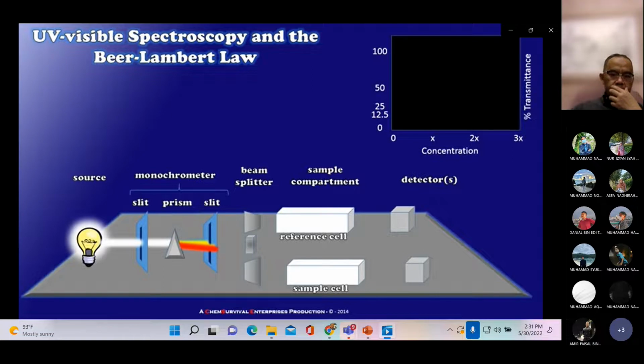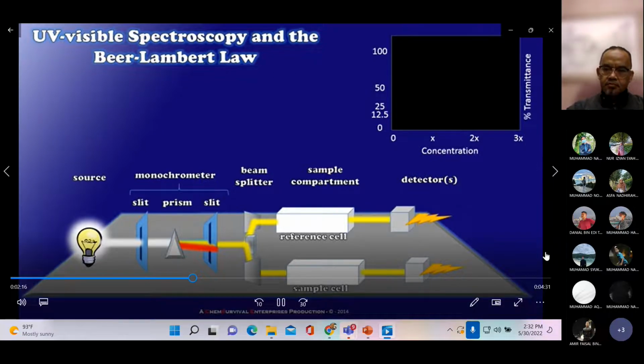So only one wavelength of light in this situation is going to make it through the second slit in my monochromator, striking the beam splitter and becoming two beams of equal intensity. These two beams of equal intensity will traverse a cell, a different one for each of course, one being the reference and one being the sample cell. As the beam exits these cells, it strikes the detectors, which are firing away, creating an electrical current.